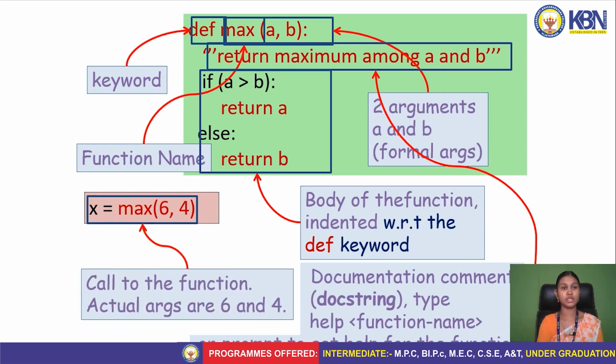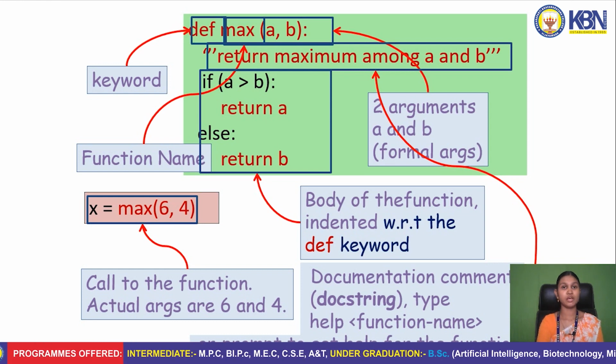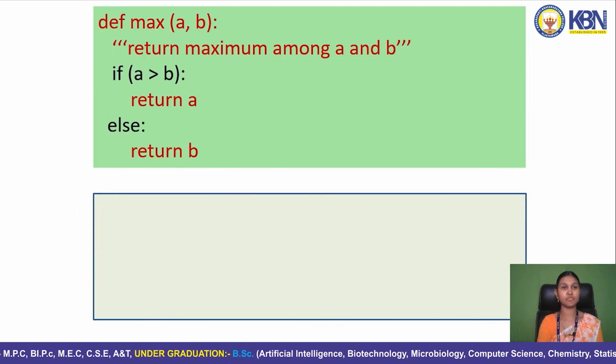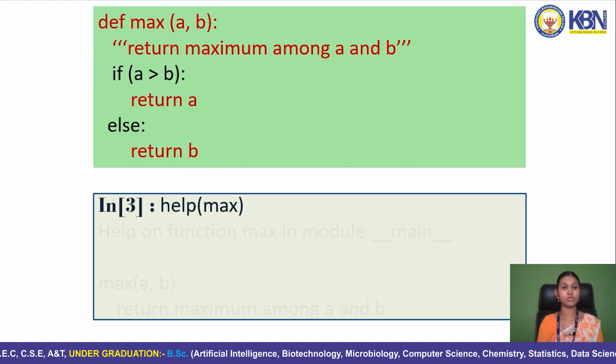Now coming to calling a function. max is the function name. Previously we passed two arguments, a comma b. Here the value of a is 6 and the value of b is 4. Here the formal arguments should be initialized with these values. Next, let's see the output.